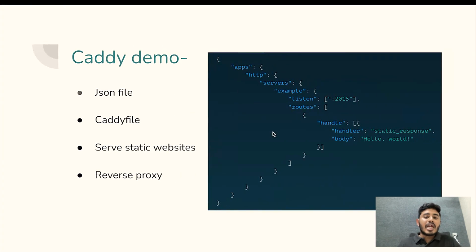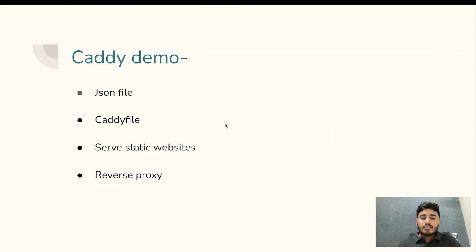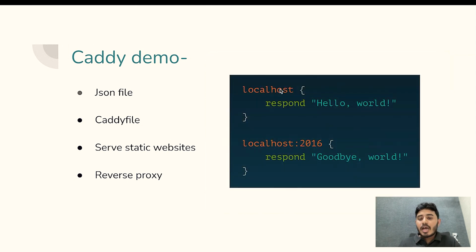Next, we will see the Caddy file. For the Caddy file, as I've told, the configuration is very simple. It takes only 2 to 3 lines. So over here in this example, we can see that we have taken the localhost itself and we have just provided the body. We can also provide multiple ports if we are using the IP. Here they have used localhost, and second again they have used localhost 2016.